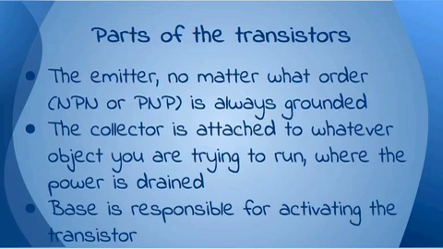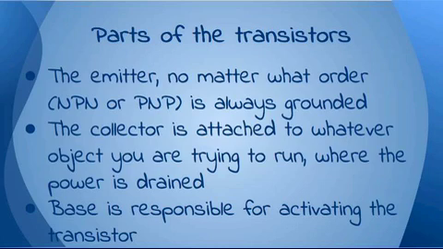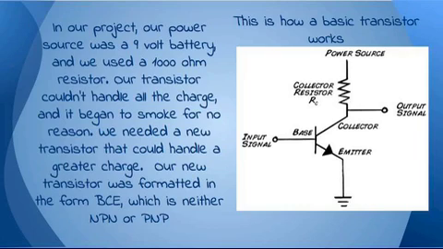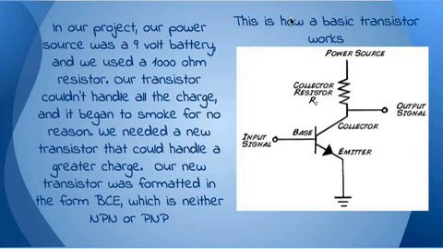Parts of a transistor: there's an emitter, and no matter what order, NPN or PNP, it's always to ground. The collector is attached to whatever object you're trying to run, where the power is being drained. So in our case, we're trying to run an electromagnet, and the base is responsible for activating the transistor. So it's going to get it to start chugging along. So this is how a basic transistor works.